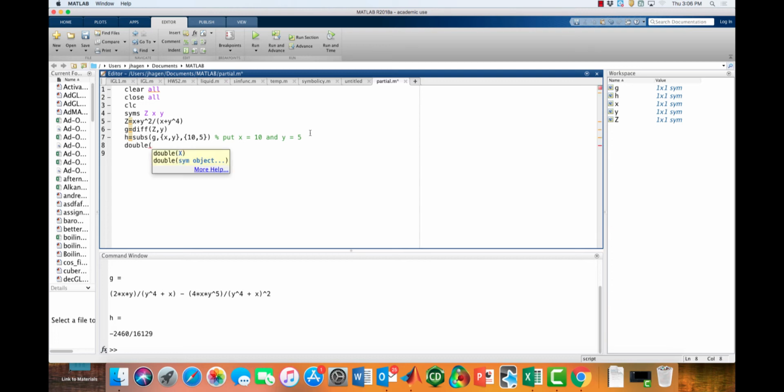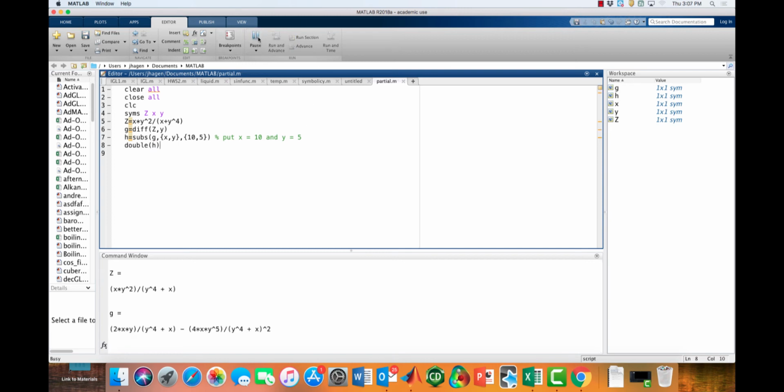So we're saying, no, we don't want the actual value of h, not the perfectly accurate answer for h. We want a decimal approximation. So we're going to say we want a double of h, run that, and it gives us the decimal approximation. So using these tricks, we can substitute into a multivariable function and also get a decimal approximation out as our final answer.